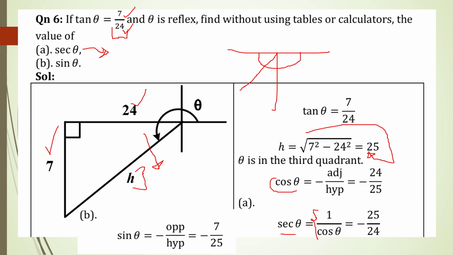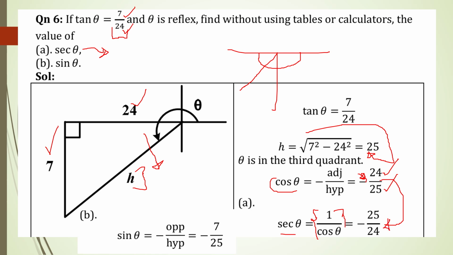So when you're getting cos, which is the same as adjacent divided by hypotenuse, it is going to be the same as negative 24, which is your adjacent, divided by 25, which is your hypotenuse. And you place this negative simply because in the third quadrant, cos and sine must be negative. So task A, to get sec theta, is going to be the reciprocal of cos theta. We simply get the reciprocal of cos theta, and it's going to be negative 25 divided by 24.